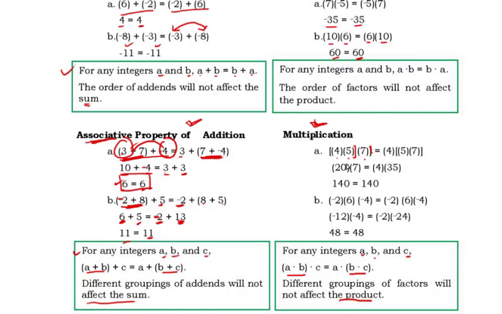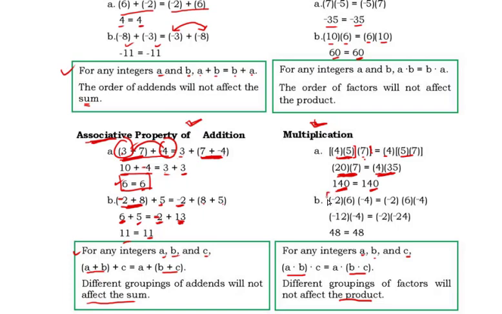Okay? So, 4 times 5, ito po yung group nila. Ang sagot ay 20. And then, bring down 7. Dito naman sa kanan, bring down 4. 5 times 7 is 35. And if you multiply 20 times 7, you will get 140. And if you multiply 4 times 35, you will also get 140.